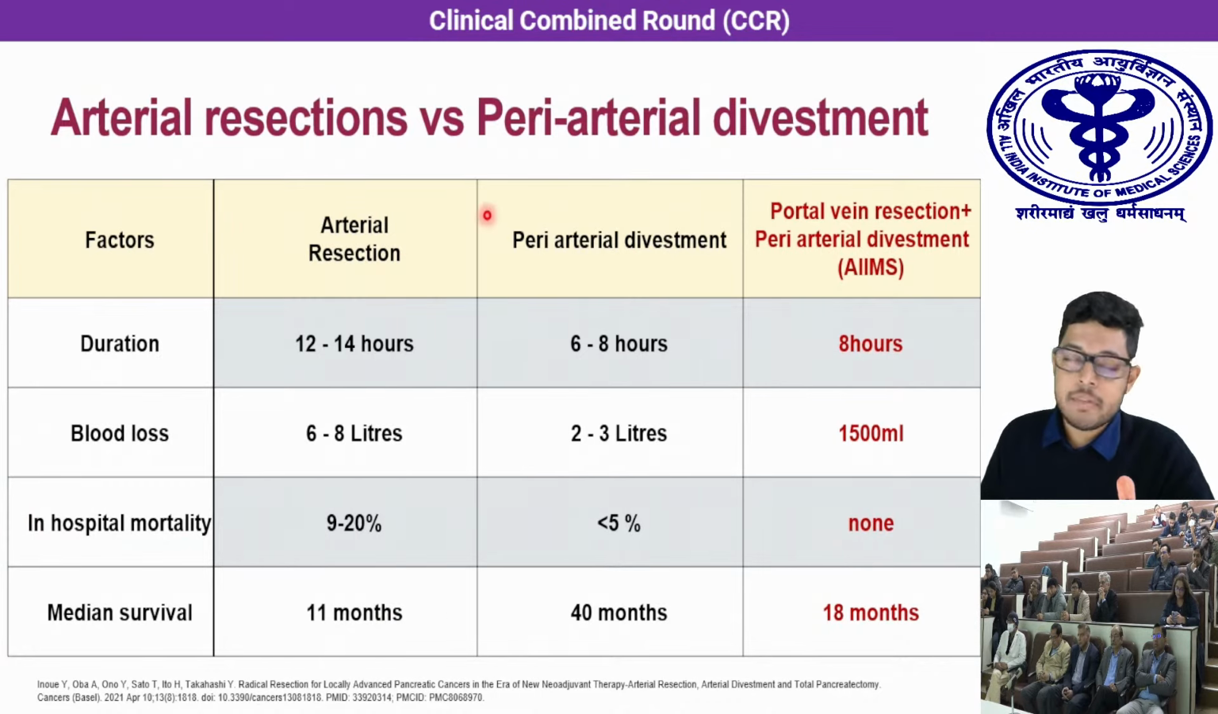Whereas in periarterial divestment, the result is good. The duration is a little bit higher than the usual Whipple's procedure time, so 6 to 8 hours. Blood loss is in the range of 2 to 3 liters. In-hospital mortality is acceptable at less than 5%, and they achieve a median survival of almost 40 months. In our case, the time duration of surgery was 8 hours, blood loss was 1500 ml. She is still surviving 18 months post surgery.